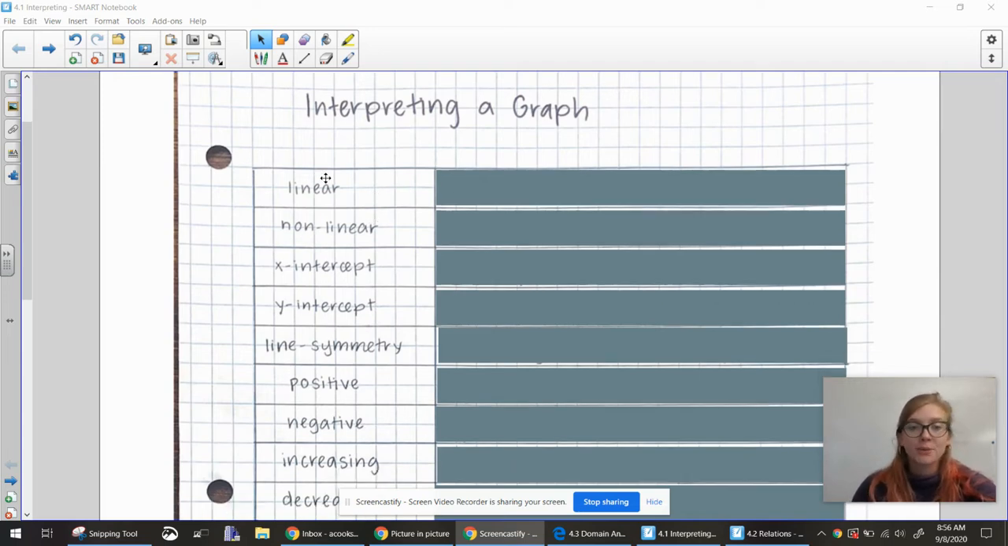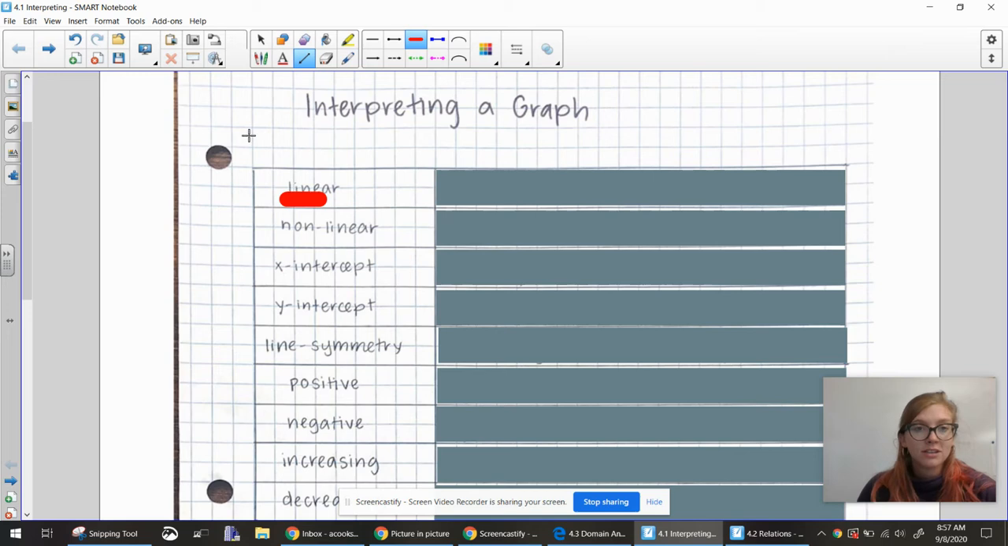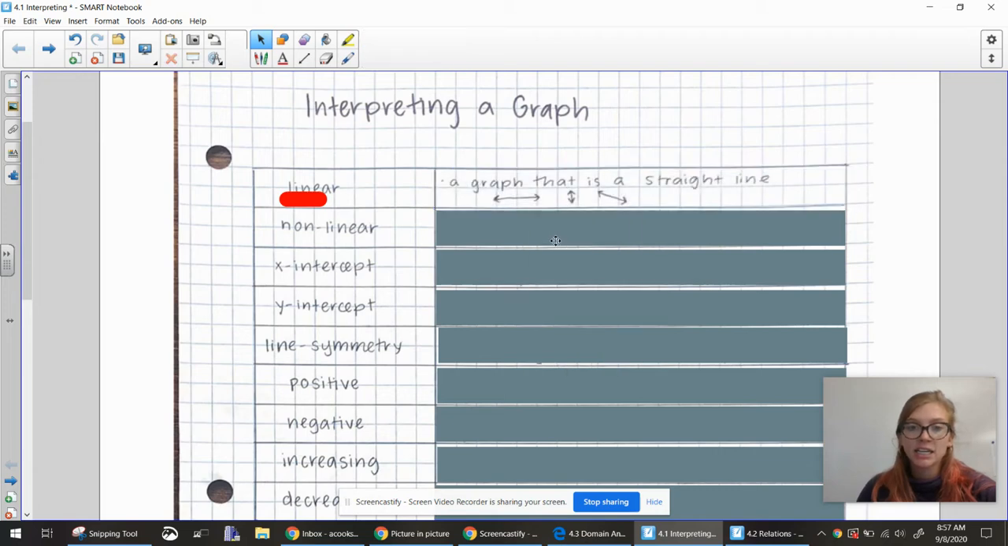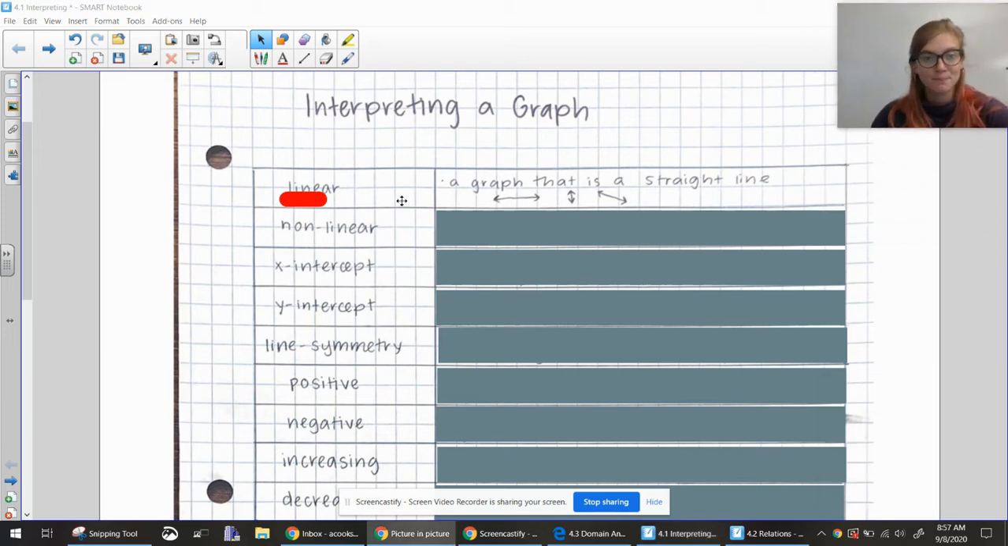So, the first vocabulary word we're going to talk about is linear. Linear has a keyword inside of it. That keyword is line. If a graph is linear, it means it is a straight line. So it could be a horizontal line, a vertical line, or a diagonal line, but it's always going to be a straight line.